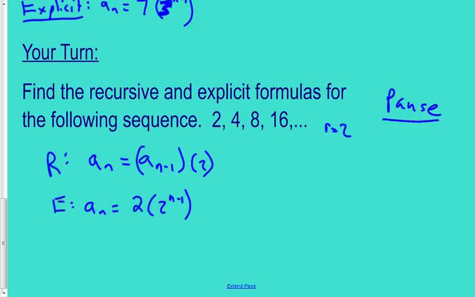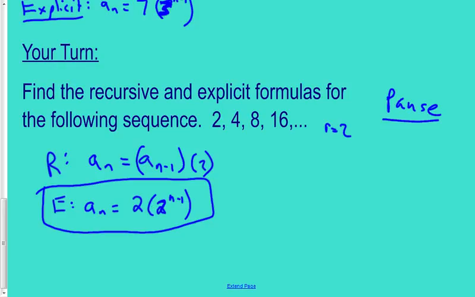Whereas the explicit formula, you can find any term no matter what you had, as long as you know the ratio, in this case it's 2, and the starting point, which is also 2, and then you can plug in whatever term you're doing it for, n. So that's the explicit formula.